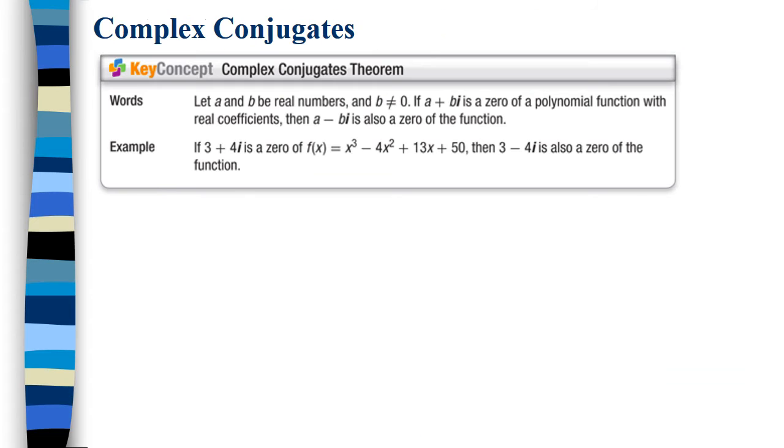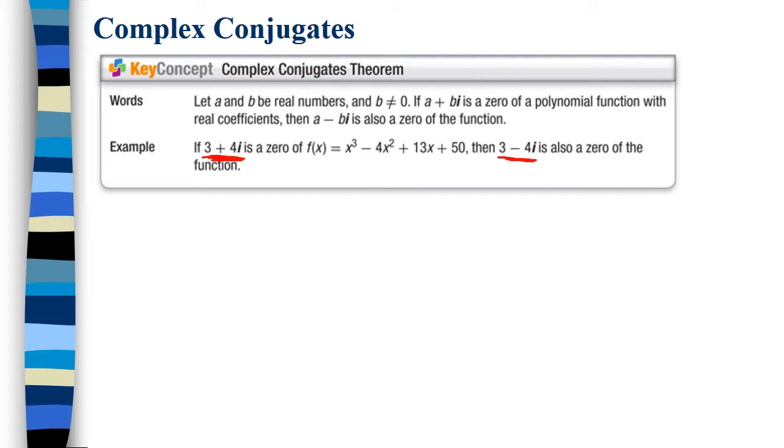And so before we start the next example, we need to understand complex conjugates. So if 3 plus 4i is a 0 of a function, then we know that 3 minus 4i must also be a 0. Because remember, we have the quadratic formula, because you could do plus or minus, because we're taking the square root of a variable that's been squared.